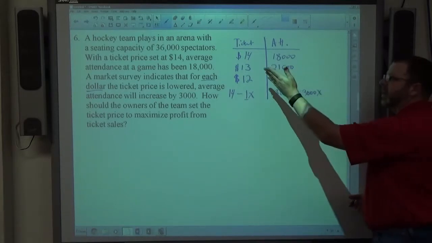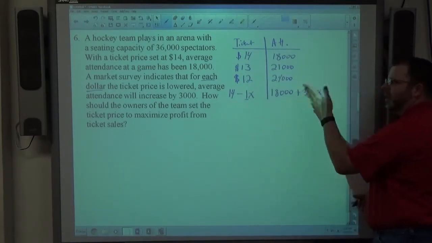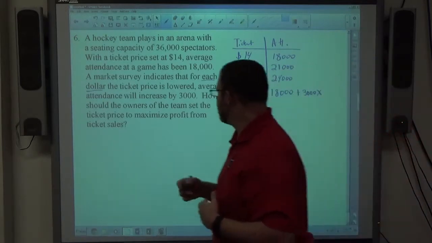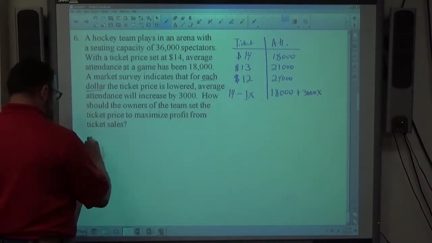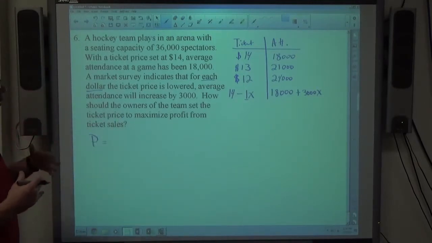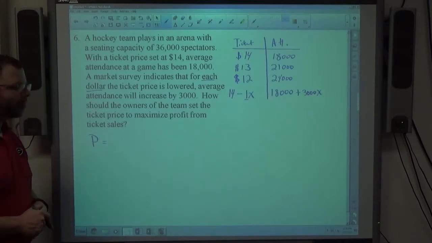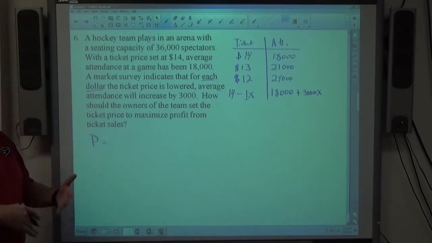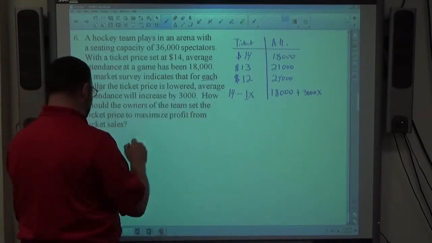So if we take the ticket price times the attendance, that gets us the amount of money we're making off of it. So we're going to say the profit is going to be that. Actually, that's a revenue function, but we're going to say the tickets themselves are negligible. So if we increase the revenue, we're increasing profit. So if we maximize revenue, we're in good shape.